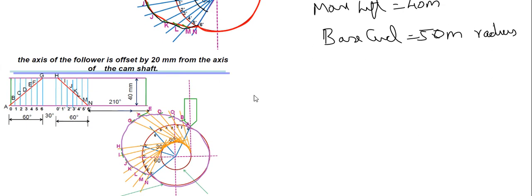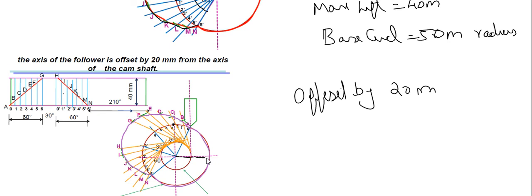In the case of offset, you have to draw a displacement diagram as we did earlier, but offset means the cam is not actually having a follower at its center. So the follower is offset by some distance, for example, offset by 20 mm. So instead of having the follower at the center, it has an offset of 20 mm. So let this be the base circle, same as earlier, 50.